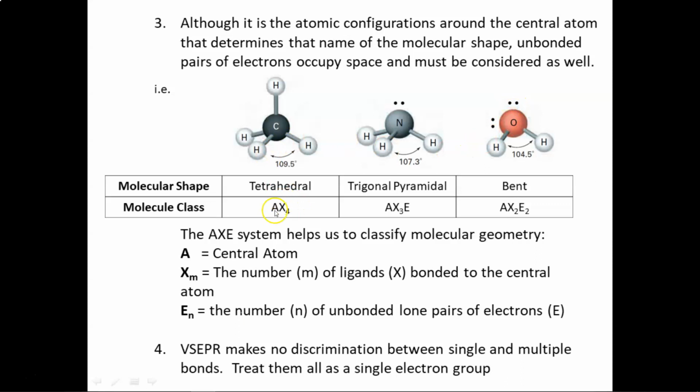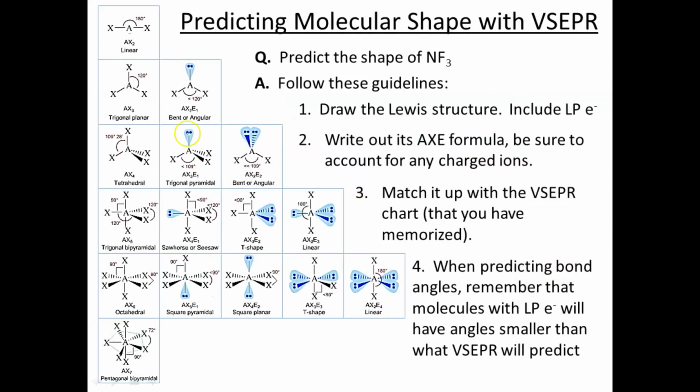Alright, so all you have to do is write down the AX formula for the particular chemical, go back to your VSEPR geometry chart, which hopefully you'll have memorized at some point, and just look it up. So if I have AX4, then it's a tetrahedral shape. If it's AX4E1, seesaw shaped. AX4E2, square planar.